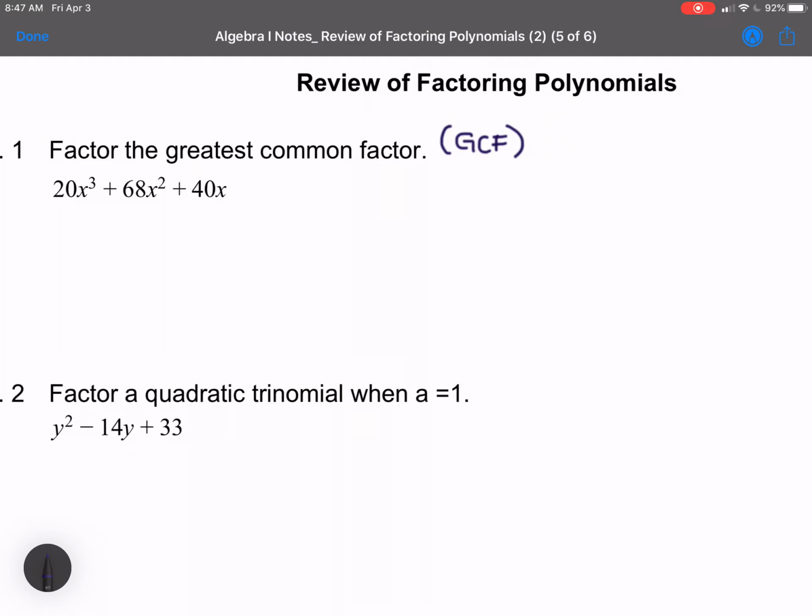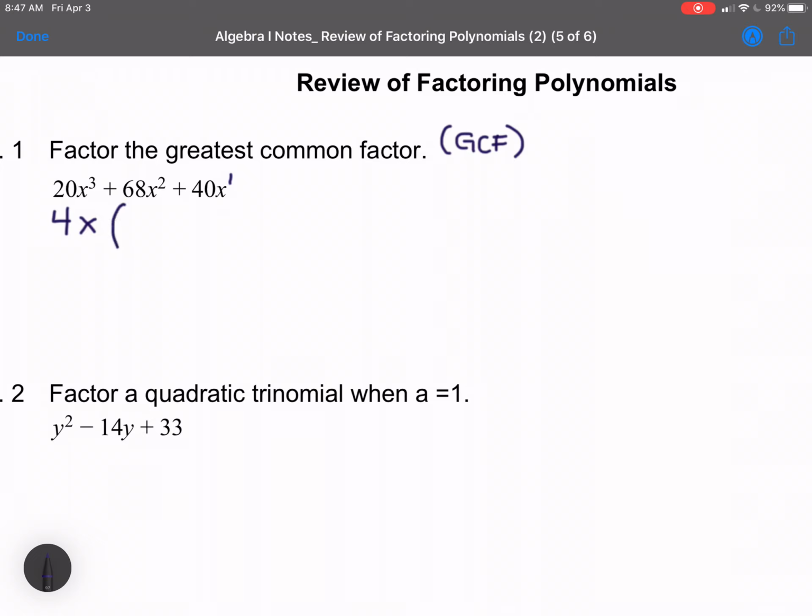So if we look at this, we have 20x cubed plus 68x squared plus 40x. And our largest number that can divide all of these would be, let's see here, 4. And then in our variables, we look at what is the lowest exponent. So here, x to the first is the lowest. So 4x is our GCF.